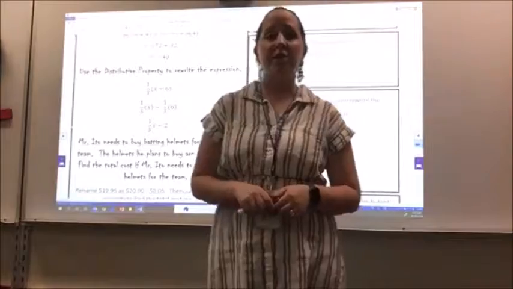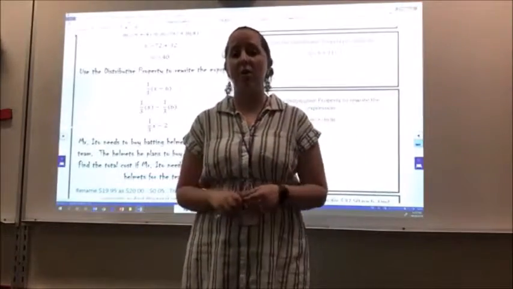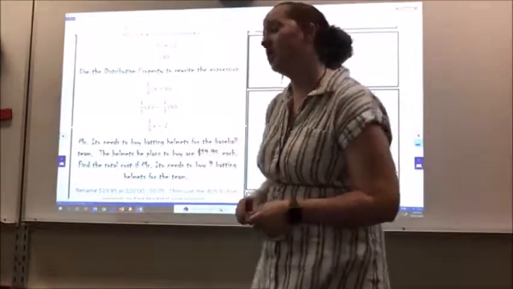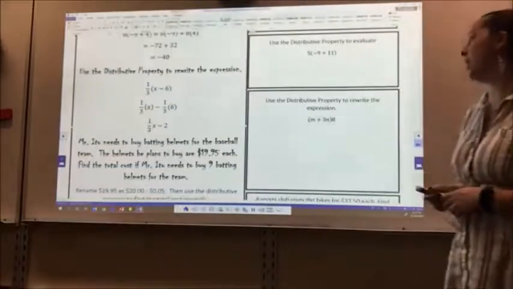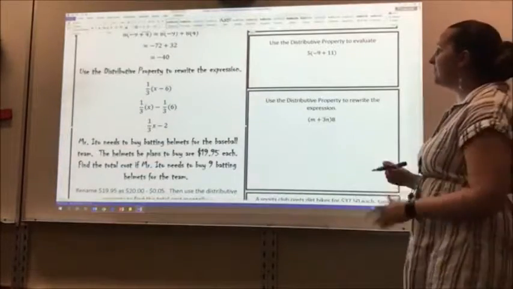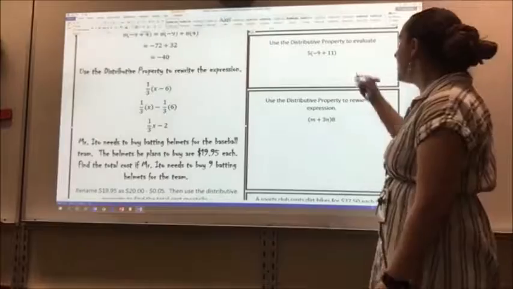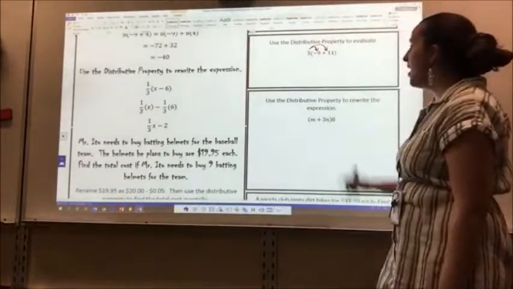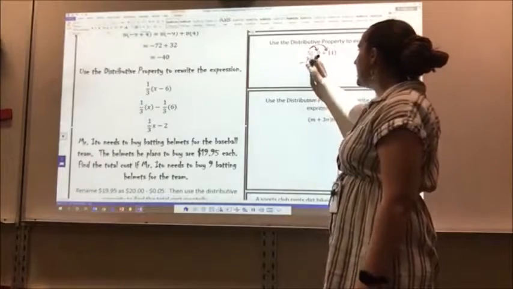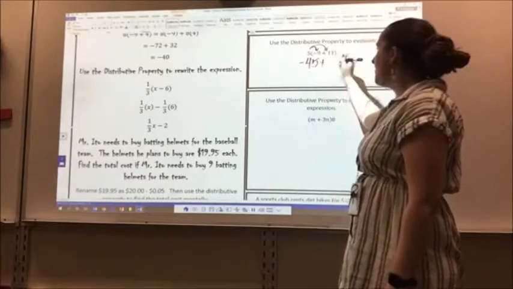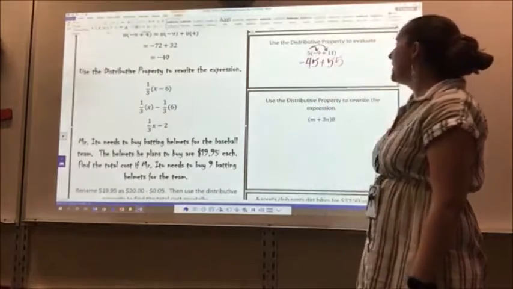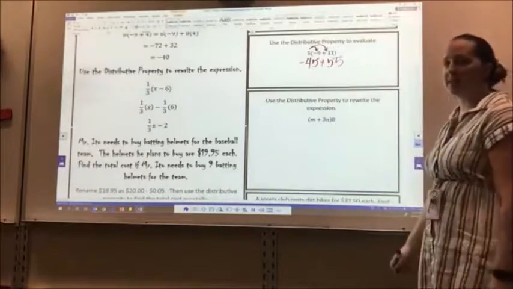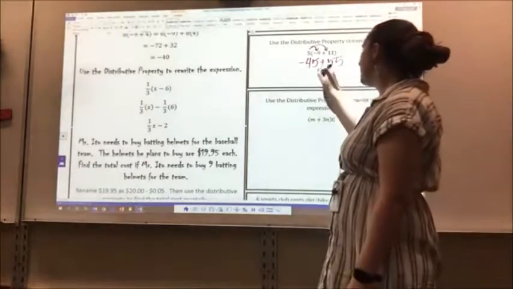All right, now that you've had a chance to try out the try problems, let's go over the answers together. So the first one I have is use the distributive property to evaluate. So I have 5 times the quantity, negative 9 plus 11. So I distribute the 5 to everything inside the parentheses. 5 times negative 9 is negative 45, and 5 times 11 is 55. Negative 45 plus 55 is positive 10.